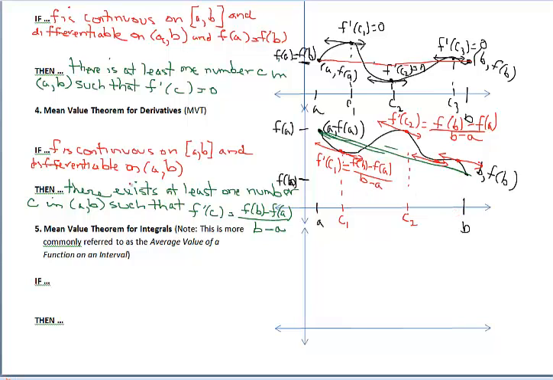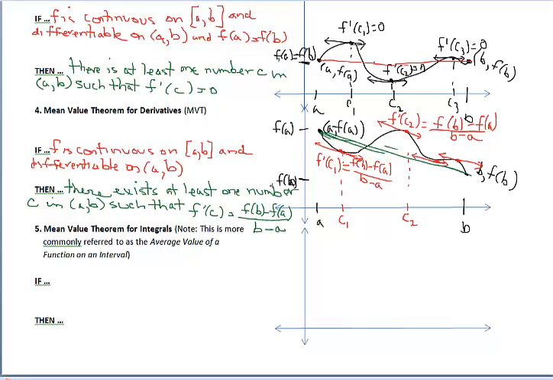So this theorem guarantees that if you have a differentiable curve on an open interval, you're going to have at least one c value that falls between a and b, such that the tangent line is parallel to the secant line. So it's all kind of abstract, especially these last two.